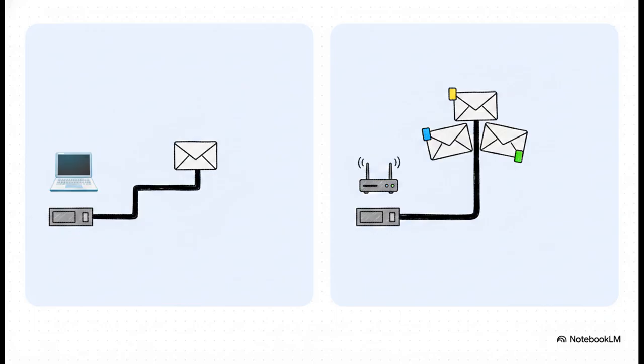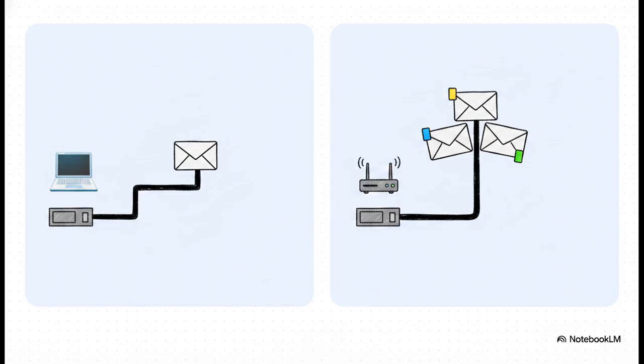Once you start dealing with multiple switches, you really have to draw a hard line between two types of ports. First, the access port. This is what we've been talking about so far. It connects to a single end device, like a PC, it belongs to exactly one VLAN, and the frames flowing through it remain completely standard and untagged.